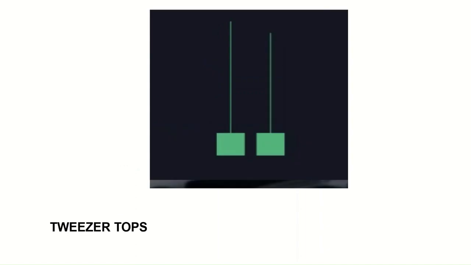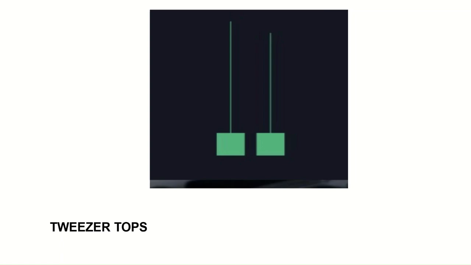Let's go to the next one, tweezer tops. So tweezer top consists of two high test candles. We've already explained the high test candle before. So tweezer top is just like the formation of two high test candles. So it represents a double rejection of the area where they appear. We already said that a top is like a rejection of a certain area. So when you see double, it's like a double rejection of that particular area.